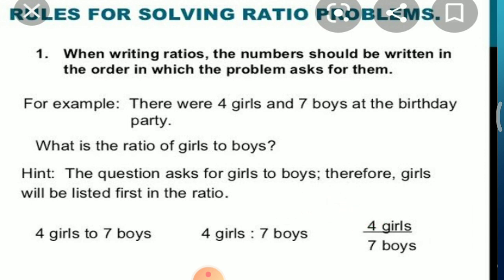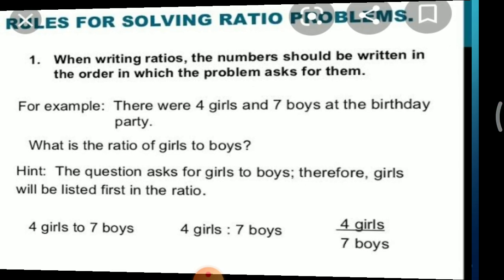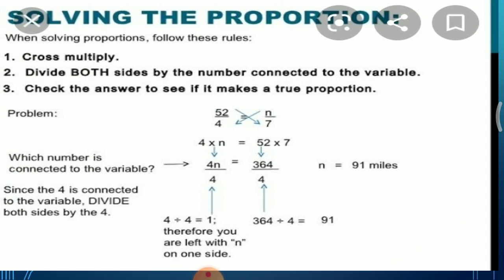Okay, and how will you solve for proportion? For this, cross multiply, then divide both sides by the number connected to the variable. Then check the answer to see if it makes a true proportion. Okay, you see here this is the solution. Okay guys, so without taking too much time, I want to start our new chapter.